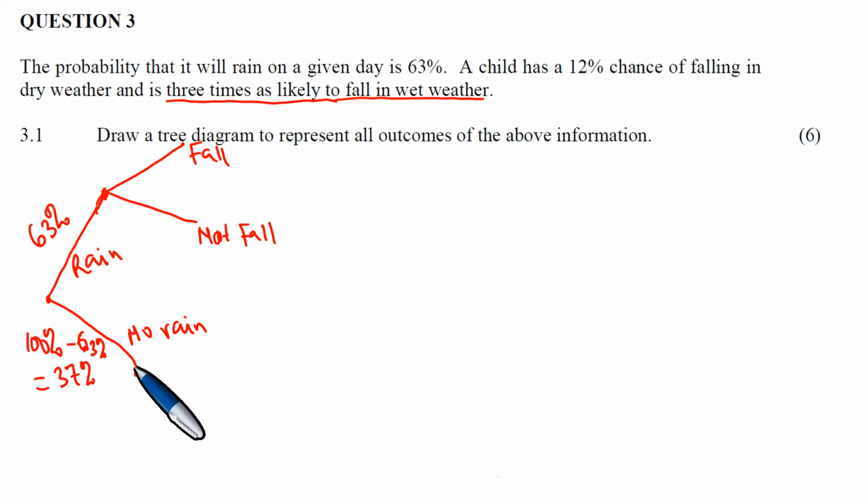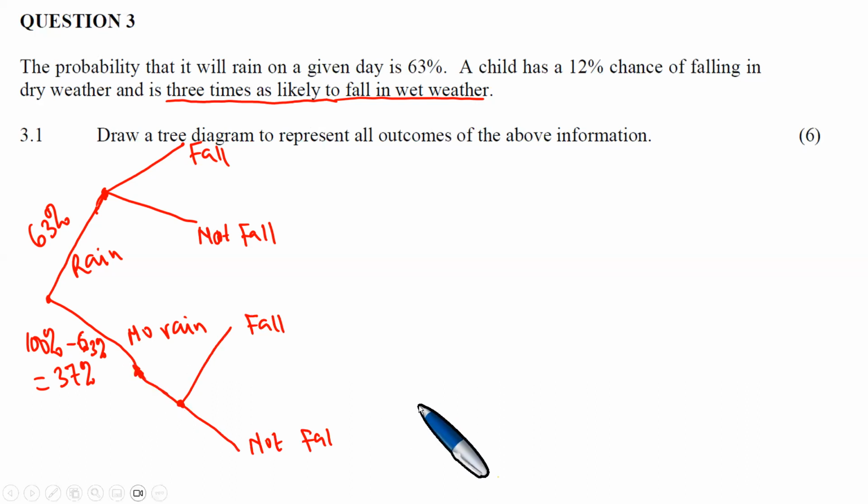So let's analyze this one here. Either the child will fall or the child does not fall. Okay, we're just learning the tree diagrams here. Normally they have two situations, either it rains or it does not rain. Let's look at this carefully. A child has a 12% chance of falling in dry weather.